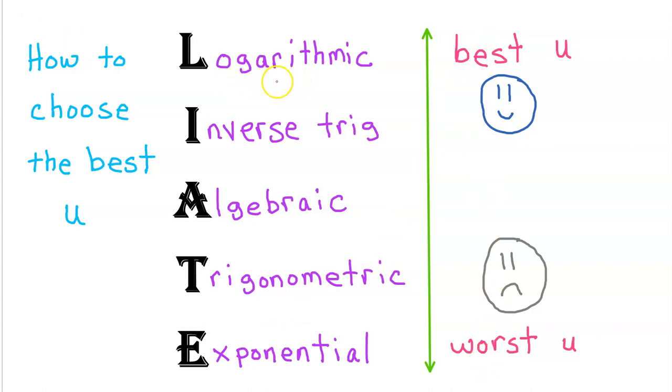So if you see a logarithmic expression, let that be u. Otherwise, move on to inverse trig. If you don't see either one, look for an algebraic expression, a polynomial, to be u. If you don't see any of those, look for a trigonometric. Finally, if none of those are present, then I guess you're stuck with exponential, but that's the worst, because if you take the derivative of an exponential function, it doesn't change. The derivative of e to the u is still e to the u. So that's why this is at the bottom of the list. You don't really get anywhere.